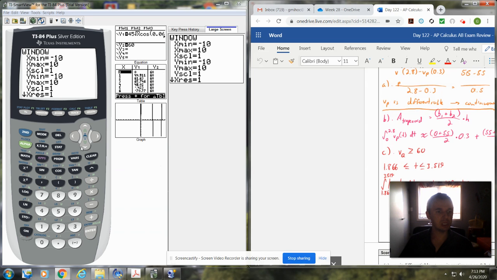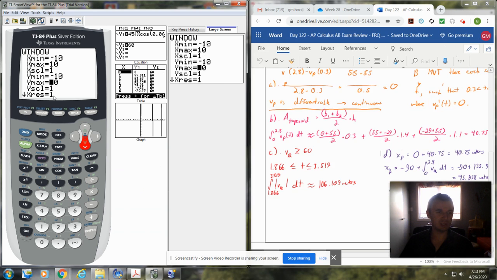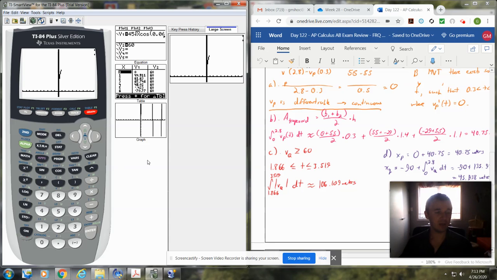Okay, so we want to change this Y max here. We're going to leave the Y min alone, but we're going to change the Y max to, let's do 80. So just type in 80. And now we're going to press graph again, and this time we're going to get a much clearer picture.